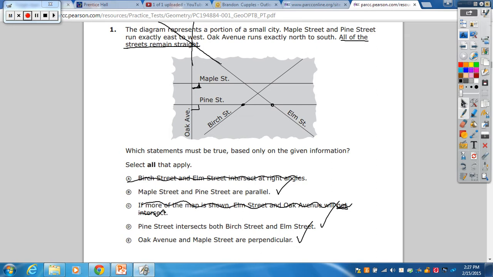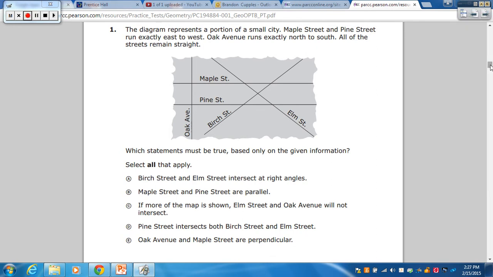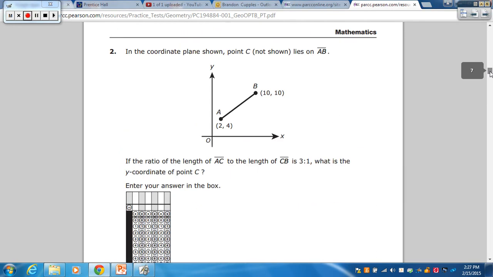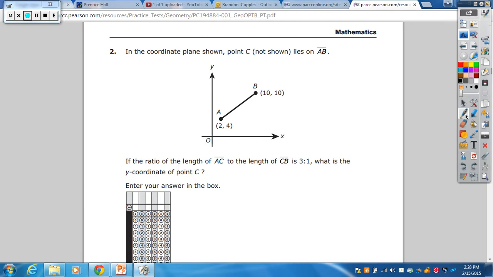Okay? All right, the next one, let's see if I can scroll down here. In the coordinate plane shown, point C, not shown, lies on AB. Okay? If the ratio of the length of AC to the length of CB is 3 to 1, what's the y coordinate of point C? Now, if I were you, this is one of those ones that I would probably go ahead and graph out on a sheet of paper just to make sure that I had done everything correctly.